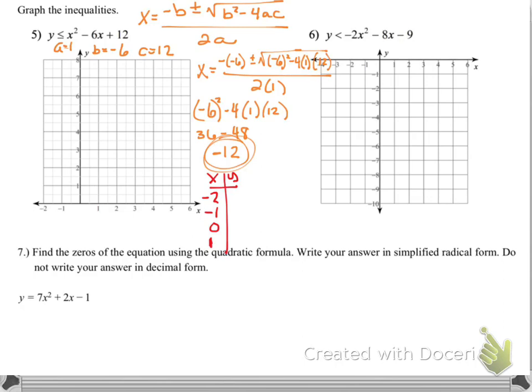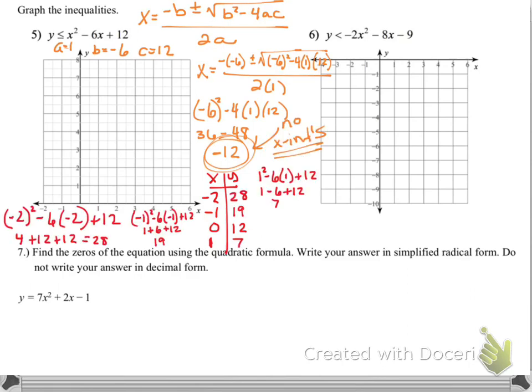Alright, so at 0, I already know that's 12. Let's plug in 1 and negative 1. I'm going to pause while I do some work on these. And then I want you to work on it yourself. You pause as well, and let's reconvene after we get some points on our parabola.